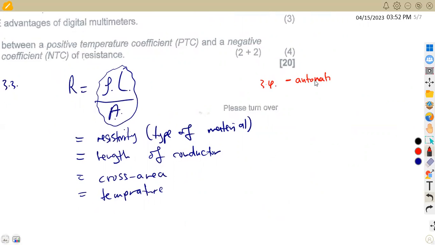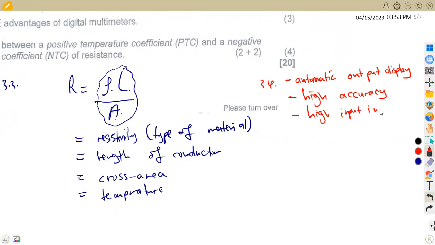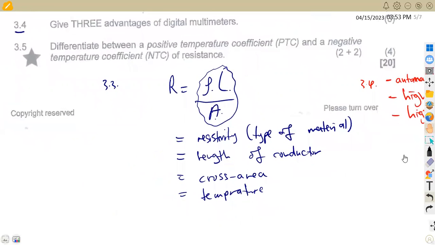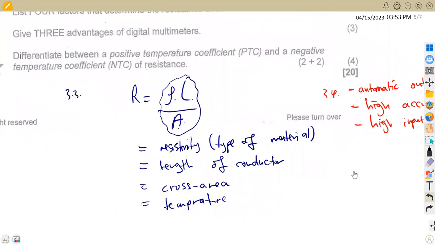That is automatic output display. It's an advantage. Also, the accuracy is high, very, very high. Then we have got high input impedance. So any others, guys, let us mention in the comment section so that it can help another one to add more points on advantages of digital multimeters.